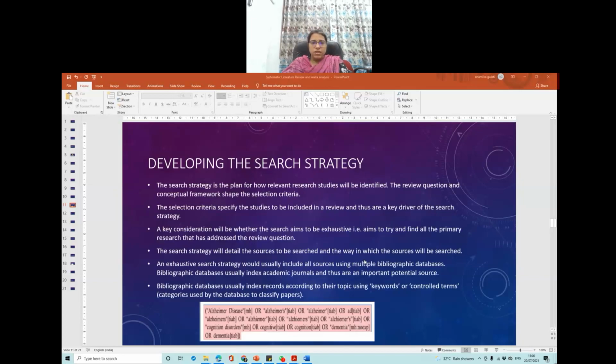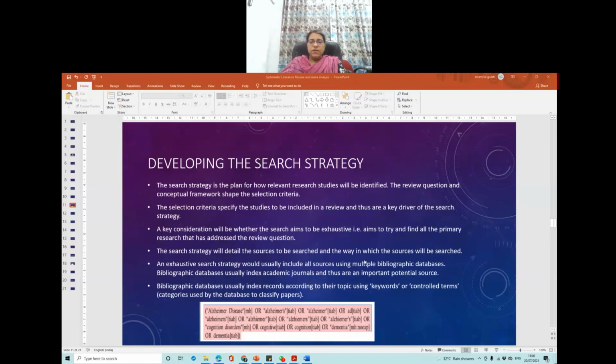The review question and conceptual framework shape the selection criteria. The selection criteria specify the studies to be included in a review and thus are a key driver of the search strategy. A key consideration will be whether the search aims to be exhaustive, that is, aim to try and find all the primary research that has addressed the review question.